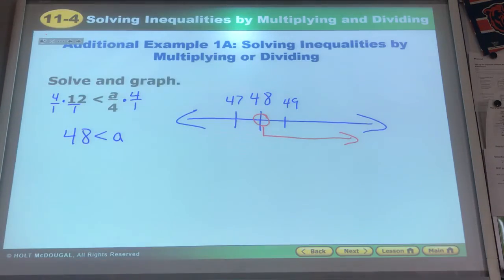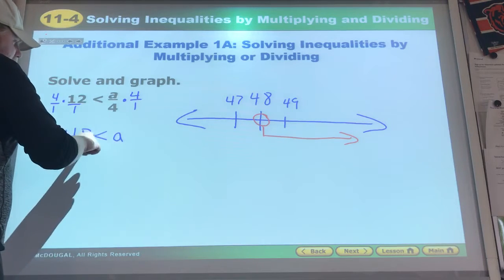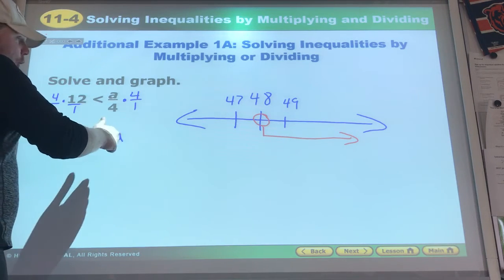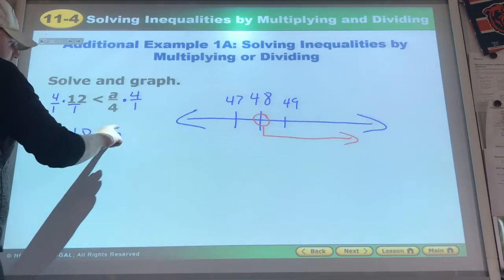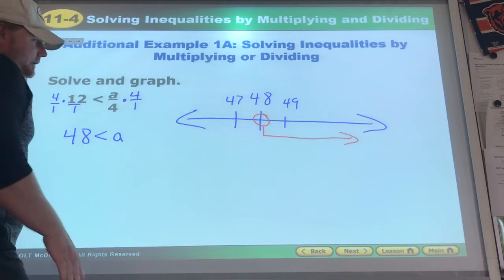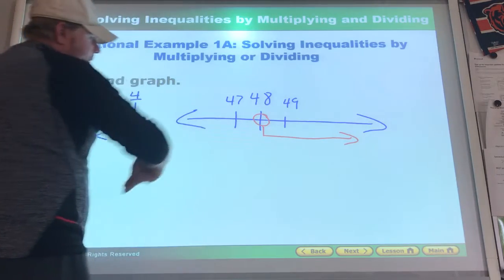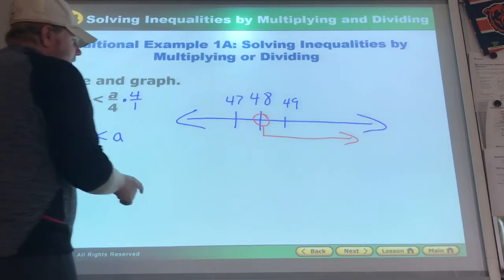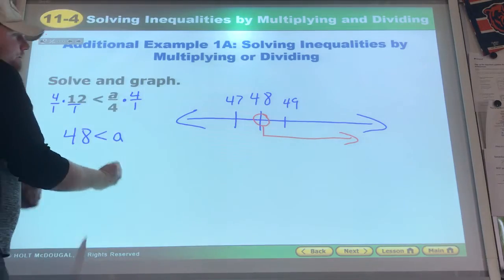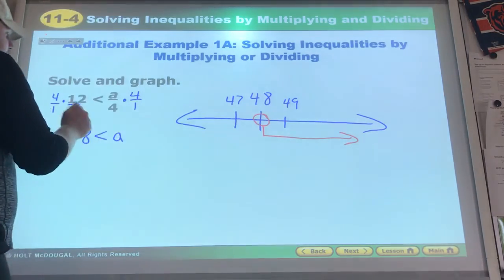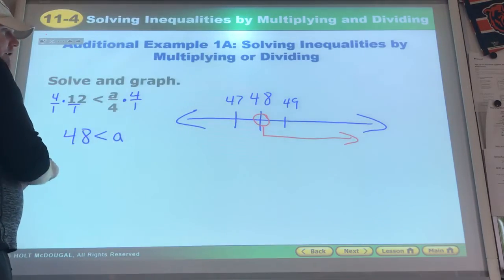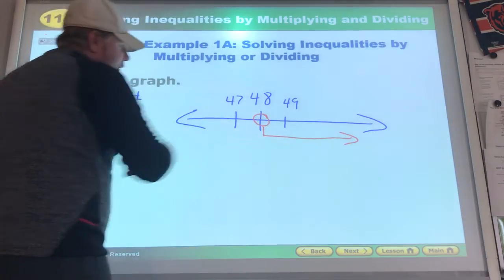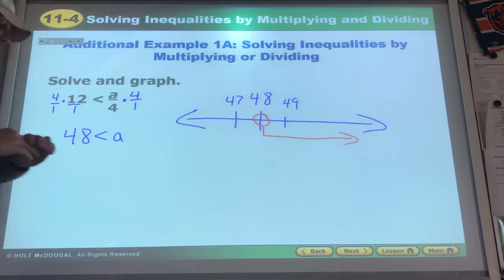What I think of then is deciding which way for the arrow to go. If I put 49 in here, 48 is less than 49. That works. I want to go that way. If I put 47, 48 is less than 47. That does not work, so I do not want to go this way. So we got it down to this. If I put 49 in here, it's true, so I go towards the 49. If I put 47 in here, it is not true, so I do not go this way. That's my suggestion.